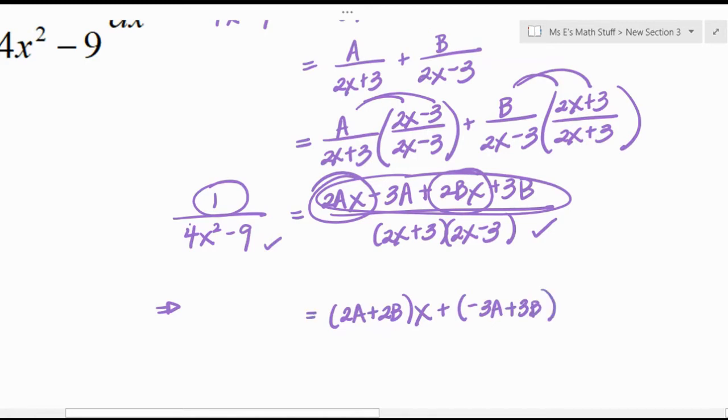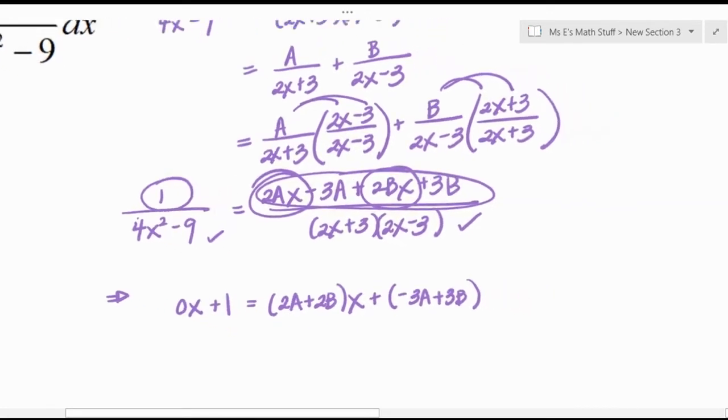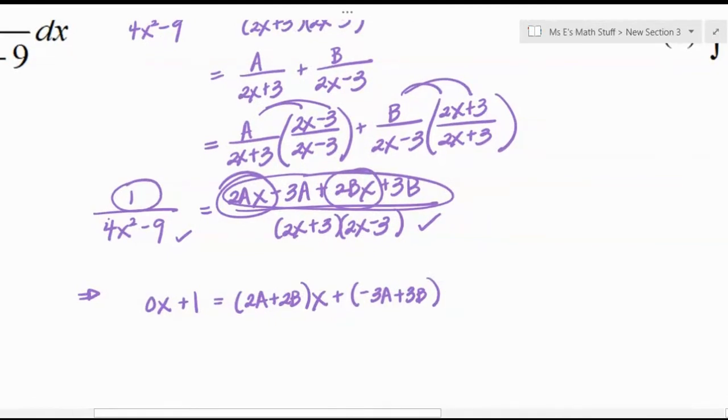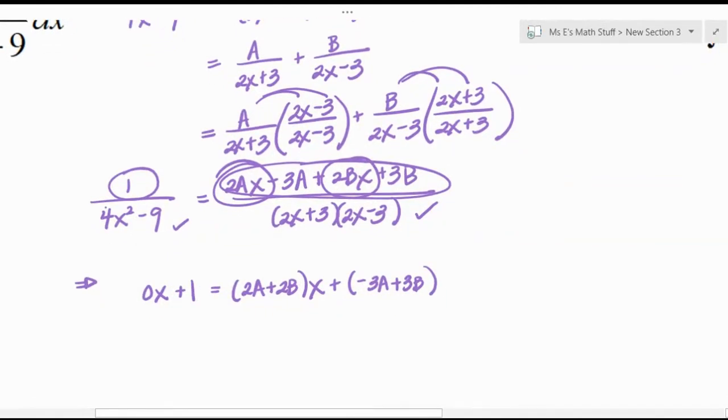And we want this to equal that 1, and I'm going to think of the 1 as 0x plus 1, which should help with setting up my system of equations. So at this point, I know that I want 2A plus 2B to equal 0, since that's my number of x's, and I want negative 3A plus 3B to equal 1. There we go. Let's see, this first row, I hope it makes sense. You could just divide the 2 out, and it would say A plus B equals 0.